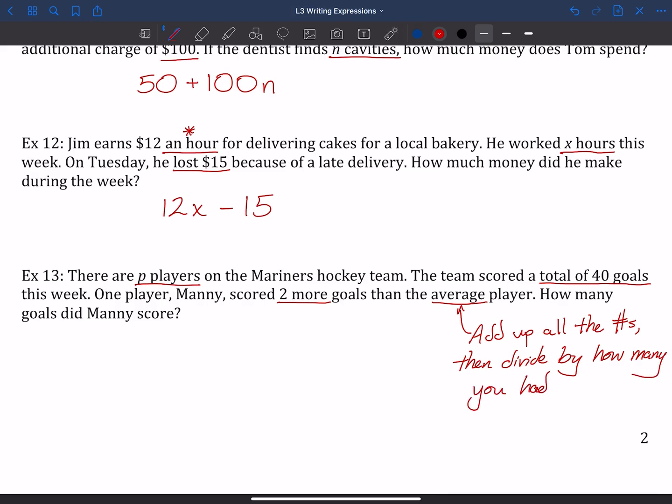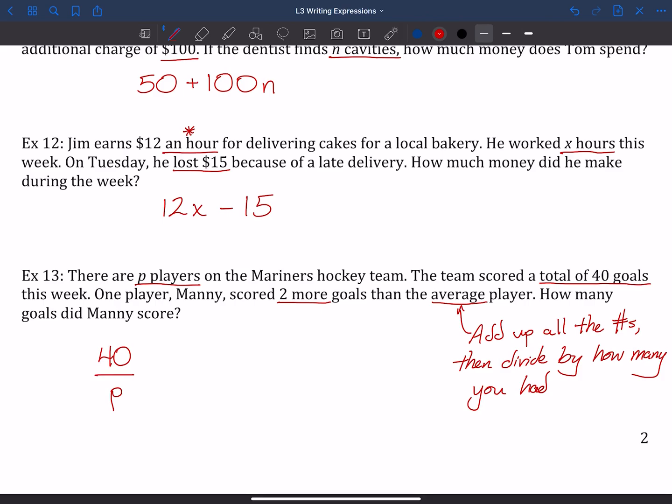So in this case, the team scored a total of 40 goals. If I wanted to figure out how many goals the average player scored, I would have to take that total and divide by how many players there were, which was P. If there were, let's say, 8 players on the team that played during that game, 40 goals split evenly amongst 8 players means that everybody scored 5 goals that week on average. We don't quite know how many players there are, so we leave P in there.